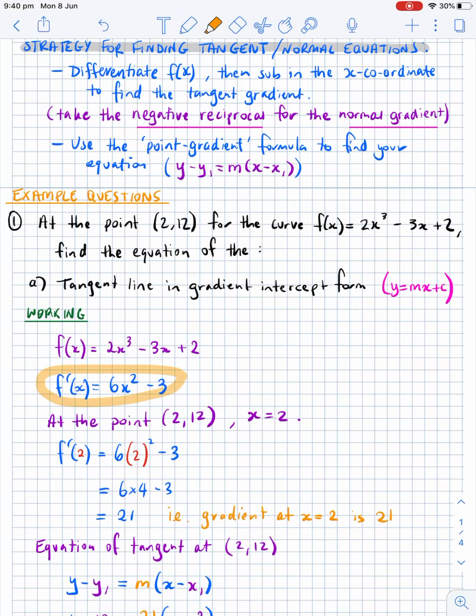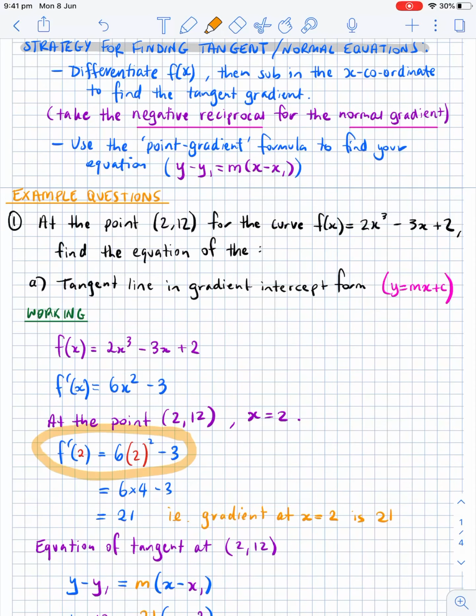We want to differentiate it because this will help us find the gradient of that tangent line, find exactly what the rise and run is. So we've differentiated this. We get 6x squared minus 3, and we need to find the gradient at this specific point. So we're going to let our x equal 2 because our 2 is right there.